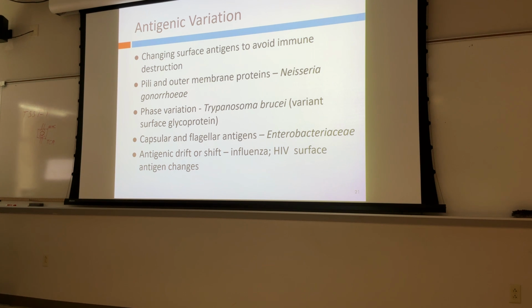Phase variation is going to be on or it's going to be off. So what's that mean? It means if Salmonella is making FliC, it ain't making FljB. If it's making FljB, it ain't making FliC.